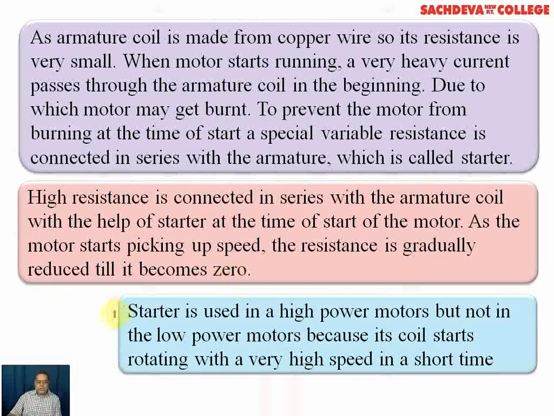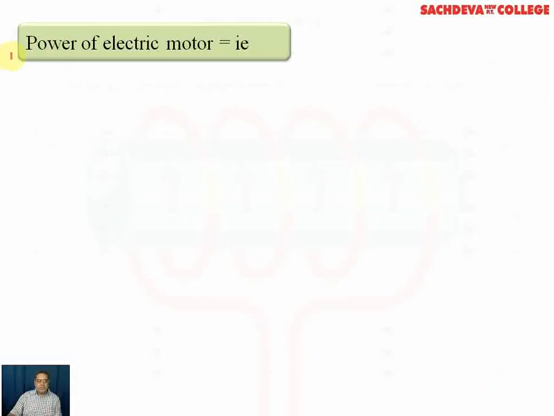A starter is used in high power motors but not in low power motors. Why is it so? Because the coil starts rotating with very high speed in a short time. Now, power of the electric motor. Power is generally the product of voltage and current. Here the back EMF is e and the current is I. So the power of the electric motor is the product of I and e.